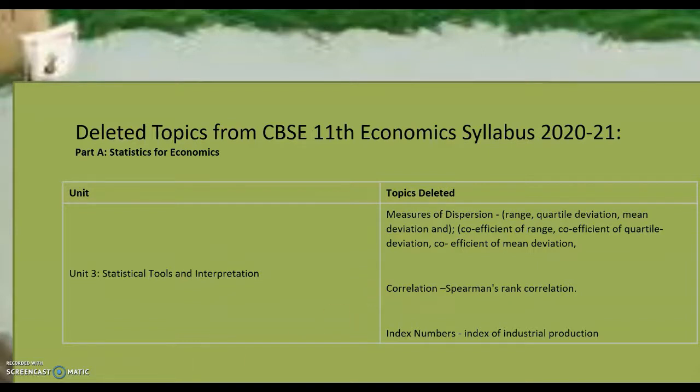Okay. So children, take your textbook, 6th chapter, Measures of Dispersion, and you have to mark range, quartile deviation, mean deviation, coefficient of range, coefficient of quartile deviation, coefficient of mean deviation. All these topics as deleted for this year. Okay.